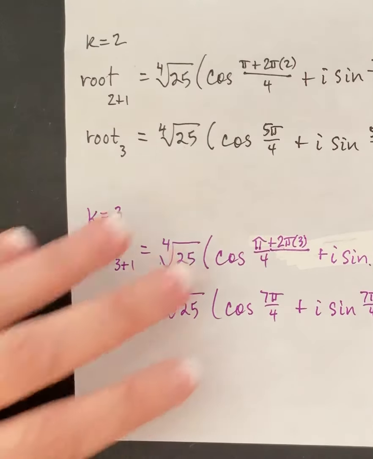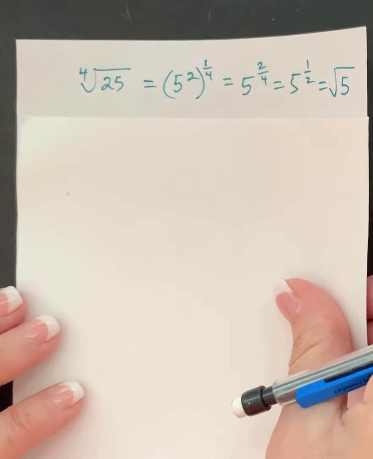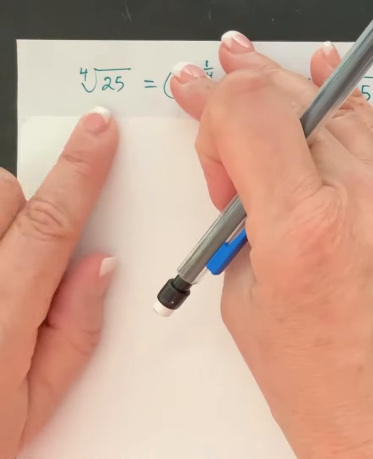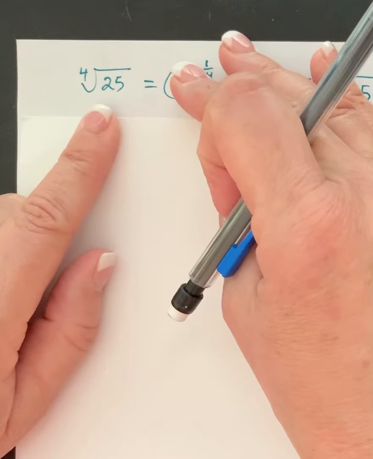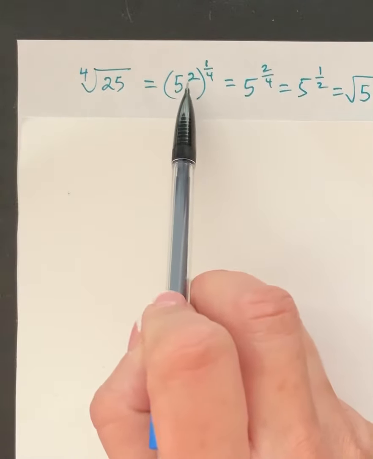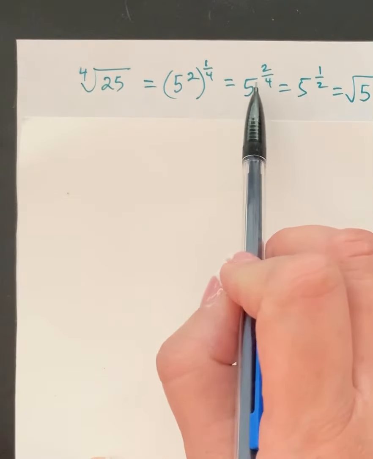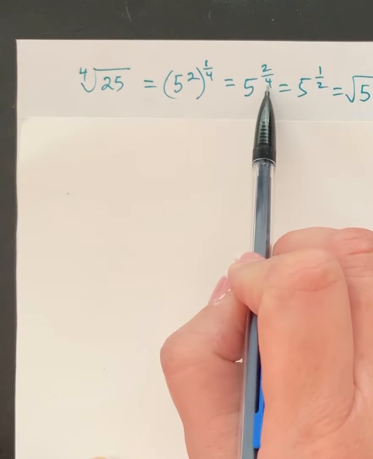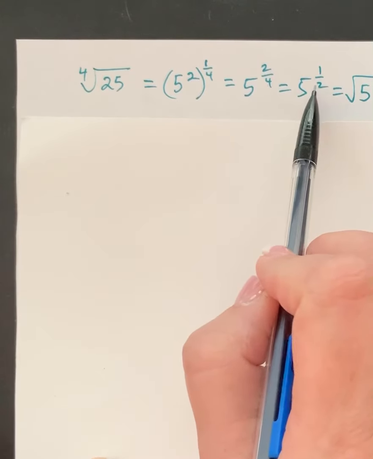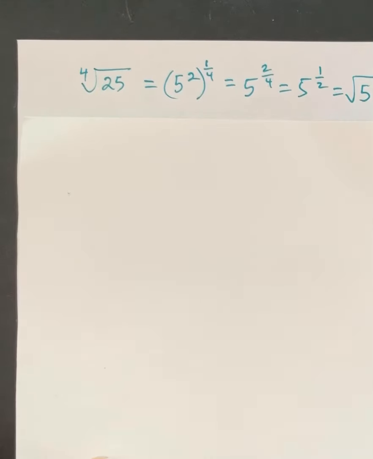So if you're going to leave this in trig form, there's just a little bit of simplifying to do. The fourth root of 25, if you do that on your calculator, you just get a bunch of decimals. But 25 is 5 squared, and that raised to the 1/4 power simplifies. 2 times a fourth is 2/4, which is equivalent to 1/2. So actually, the fourth root of 25 is the square root of 5.